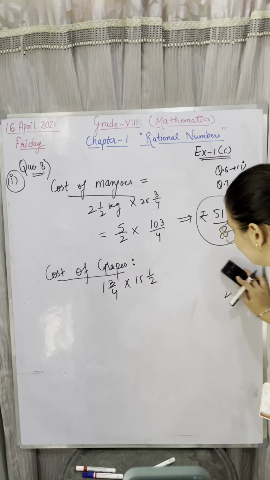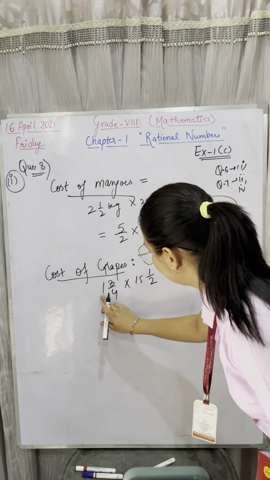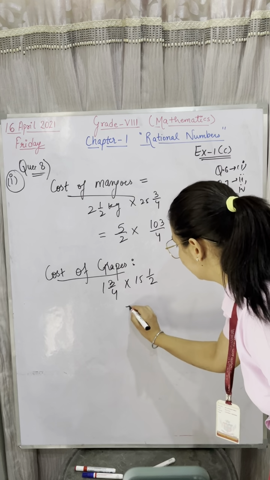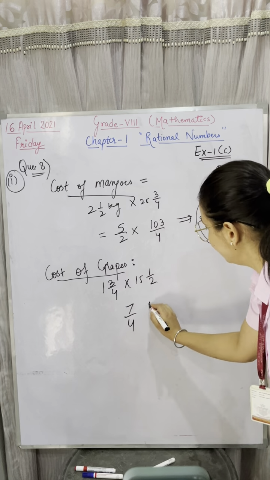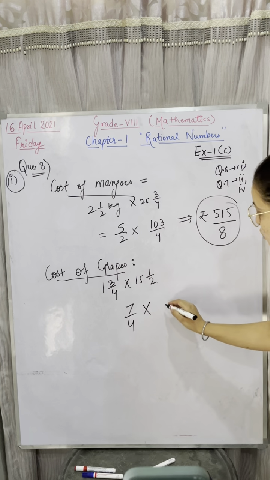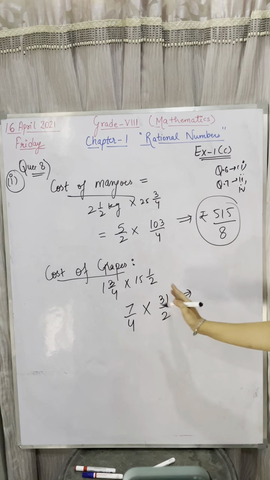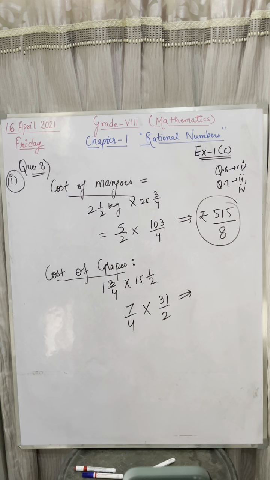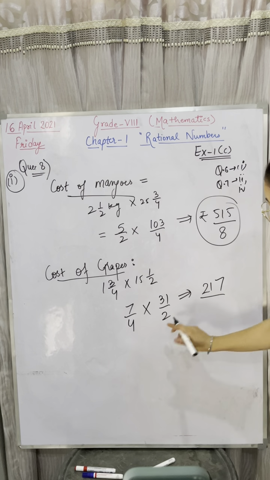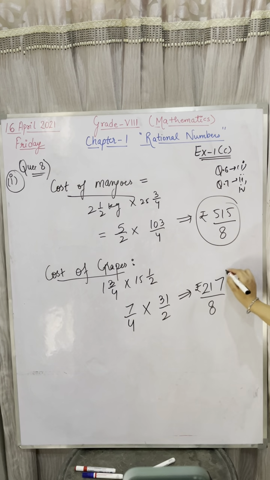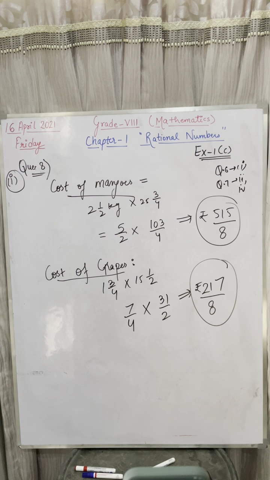So let's open the mixed fractions. 4 1s are 4 plus 3, 7/4. 15 2s are 30 plus 1, 31/2. Now we can't cancel anything. Now multiply 31 into 7, 217, divided by 4 2s are 8. So these are the rupees of grapes. This is the cost of grapes, and this is the cost of mangoes.